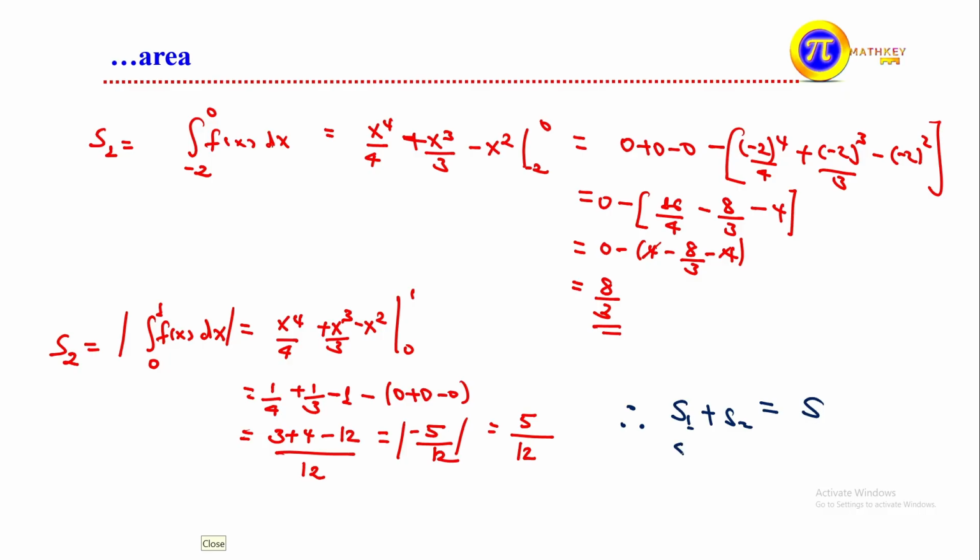The value of the total area is 8 over 3 plus 5 over 12. The LCM is 12. 12 divided by 3 is 4, and 4 times 8 is 32. Plus 12 divided by 12 is 1, and 1 times 5 is 5, all over 12. This equals 32 plus 5, which is 37 over 12 square units. If the unit is meter, it is square meter; if centimeter, square centimeter, and so on.